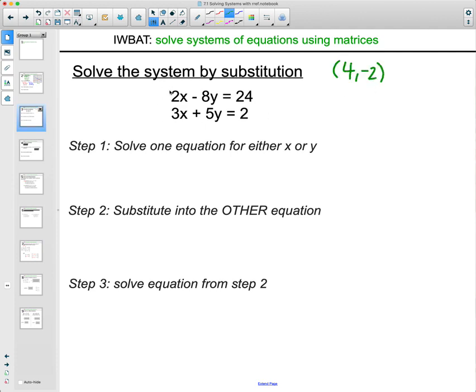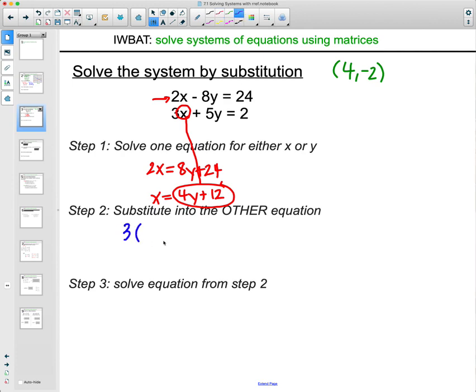We just found it. But for substitution, what you would do is you would solve one of the equations for one of the variables. You can choose which one seems like it's going to be easiest. So if you had a coefficient of 1 in front of one of your variables, I would start there. This one, I'm just going to solve the top equation for x. So I'm going to add 8y to both sides. And then I'm going to divide by 2. And then what you do is substitute this into the other equation where you see x. So we're going to take this and plug it in for x in the other equation.